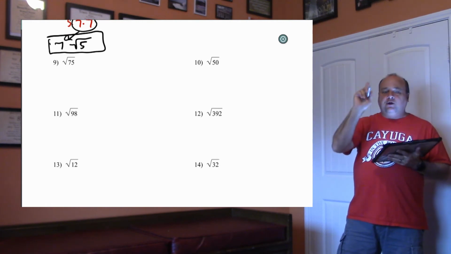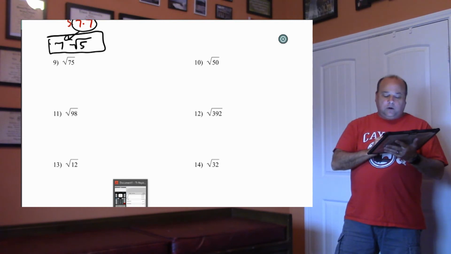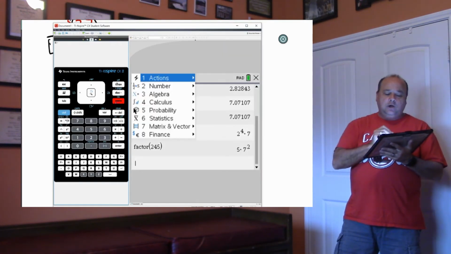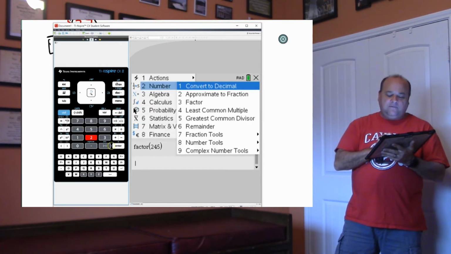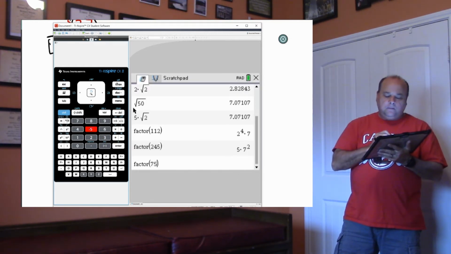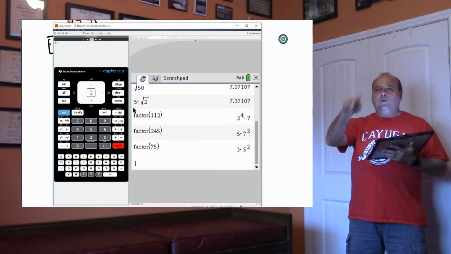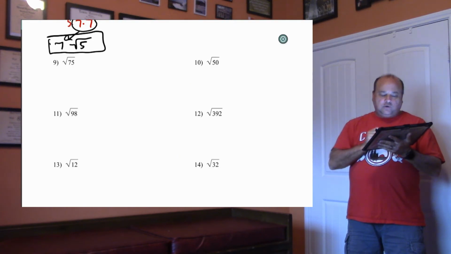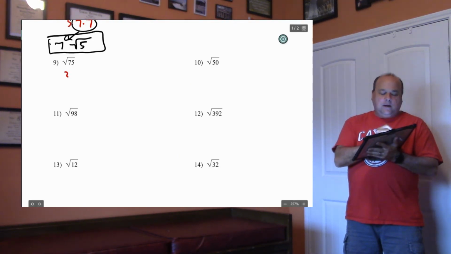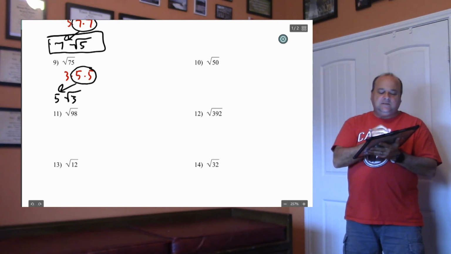Let's do number 9. I'm going to do this on the calculator one more time. So we're going to factor 75, right? Menu, number, factor, and then 75, right? Hit enter, and I get 3 times 5 squared, don't I? So I'm going to write down 1 3 and 2 5s. I'm going to circle a pair of 5s, pull this out. I'm going to pull out 1 5, and the 3 stays inside.